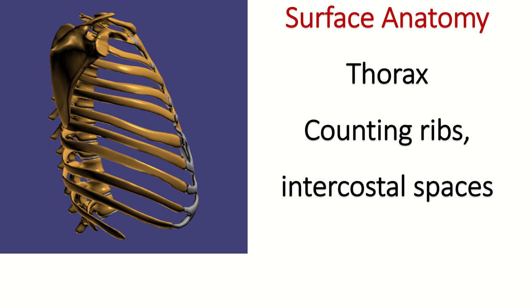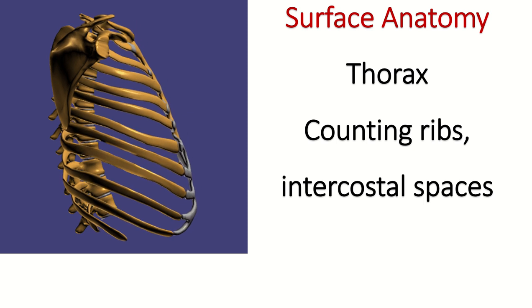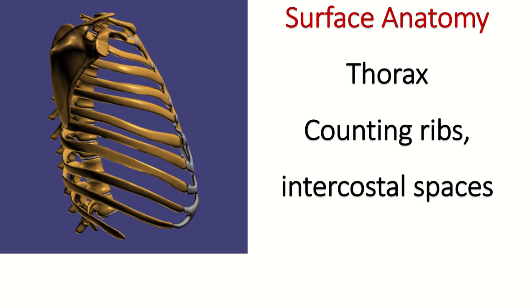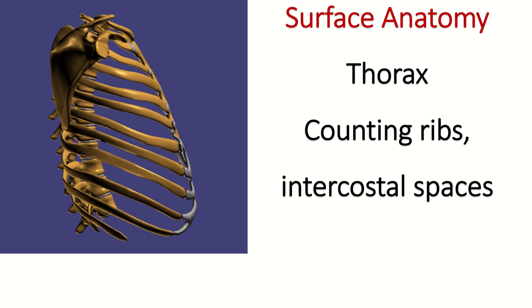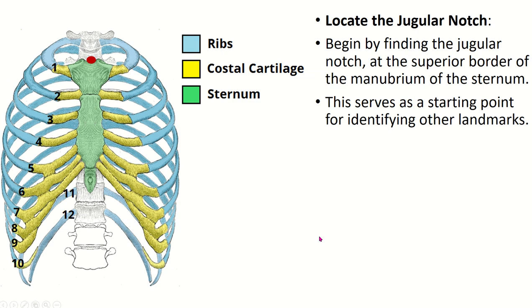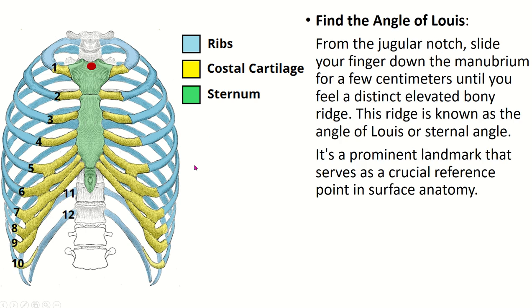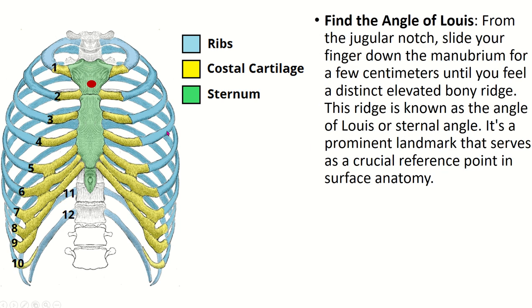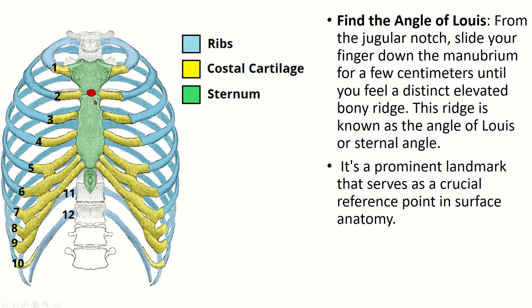In this video, I discuss surface anatomy of the thorax: how to count ribs and intercostal spaces. At first, you identify the jugular notch, which is situated at the superior border of the manubrium sterni. Then you slide your finger until you find the sternal angle.